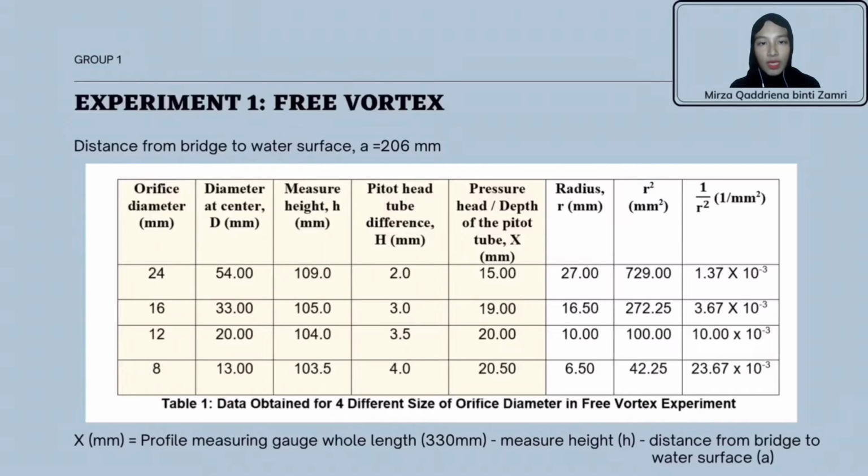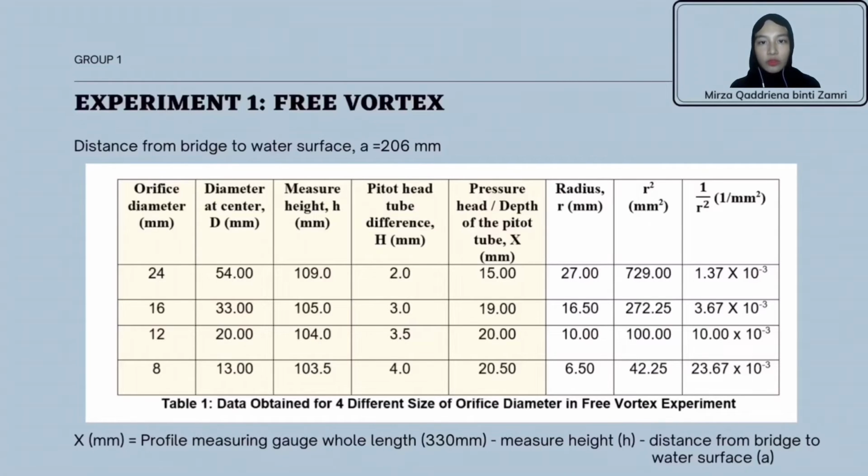The diameter at center, height from top of profile measuring gauge to bridge, and pitot head tube difference were obtained during the experiment. The distance from bridge to water surface for all orifice diameters was 206 millimeters due to the same water level that was used. All these data were used to get the value of the theoretical and experimental velocity.